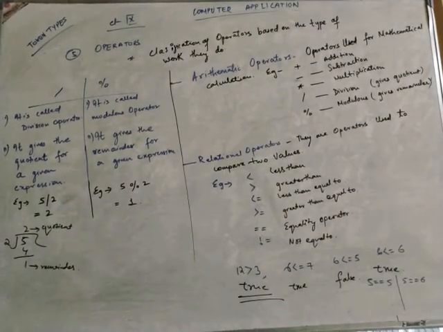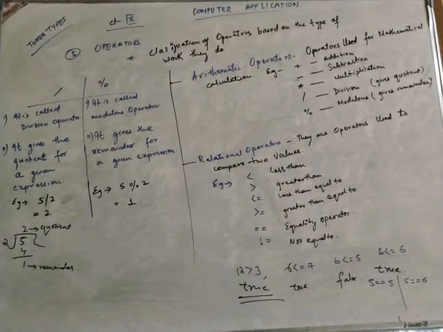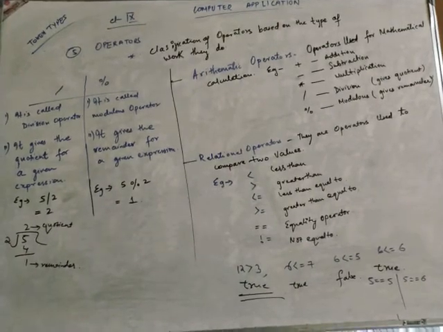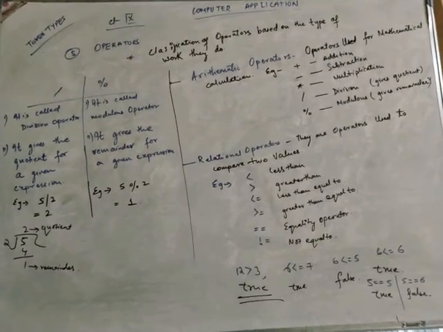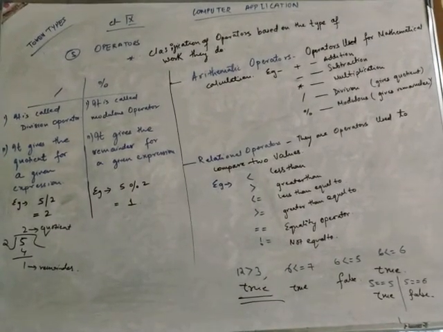So 5 and 5, they are same values. So the answer will be true. And 5 double equals 6. Are they same? Exactly same? No. So the answer will be false. So first is true, the next one is false. So this is about your relational operators.